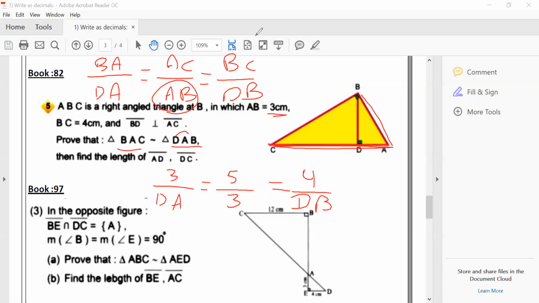I will get DA from here. 3 times 3 is 9, divided by 5, it will give you 1.8. So AD is 1.8. This is the first requirement. But if I got DB, will I use it in anything else? He didn't want it. If you got it, it's no problem. If you don't get it, it's okay. But he wants DC. Where is DC? In DCA.